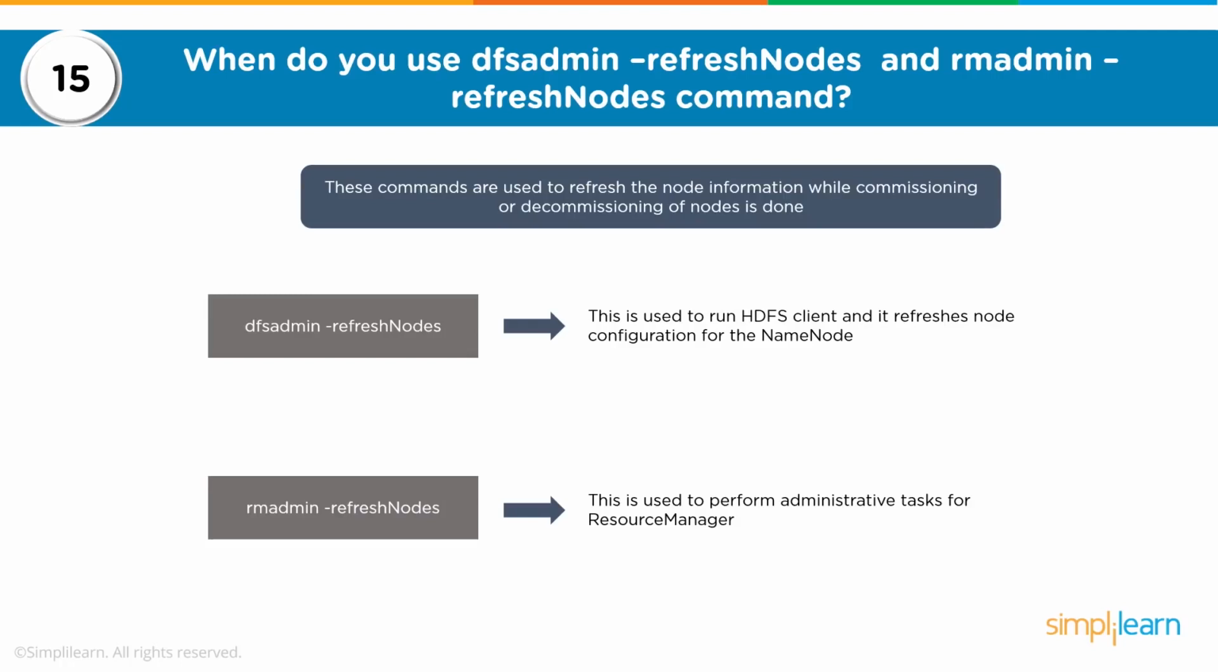So internally, when you talk about commissioning, decommissioning, there are include and exclude files which are updated. These include and exclude files will have entries of machines which are being added to the cluster or machines which are being removed from the cluster. And while this is being done, the cluster is still running. So you do not have to restart your master process. You can just use these refresh commands to take care of your commissioning, decommissioning activities.